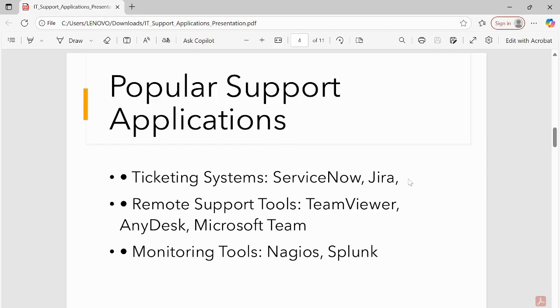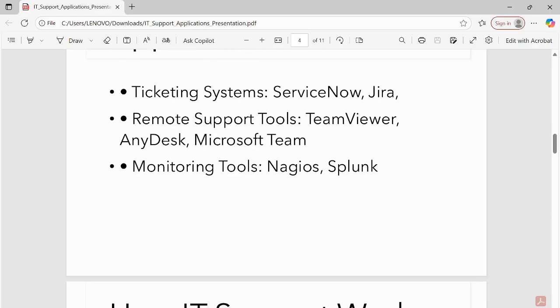For remote support tools, we can use TeamViewer, AnyDesk or Microsoft Teams. We can connect with the user through Microsoft Teams and discuss or troubleshoot the issue. For monitoring tools, you can use Nagios or Splunk.